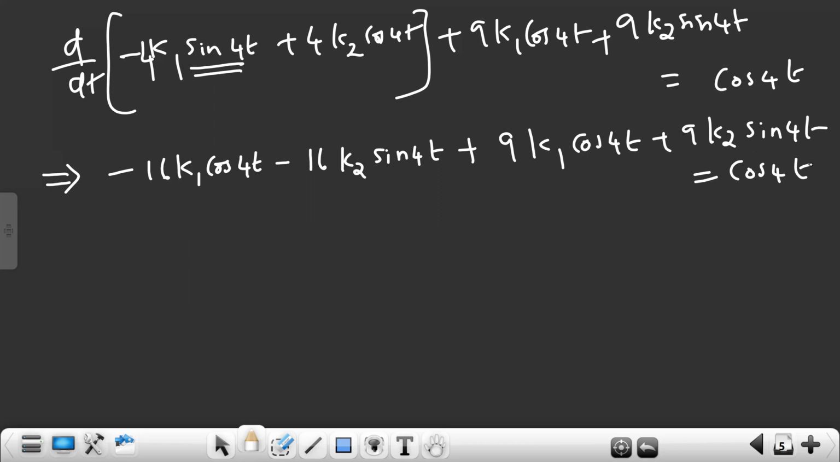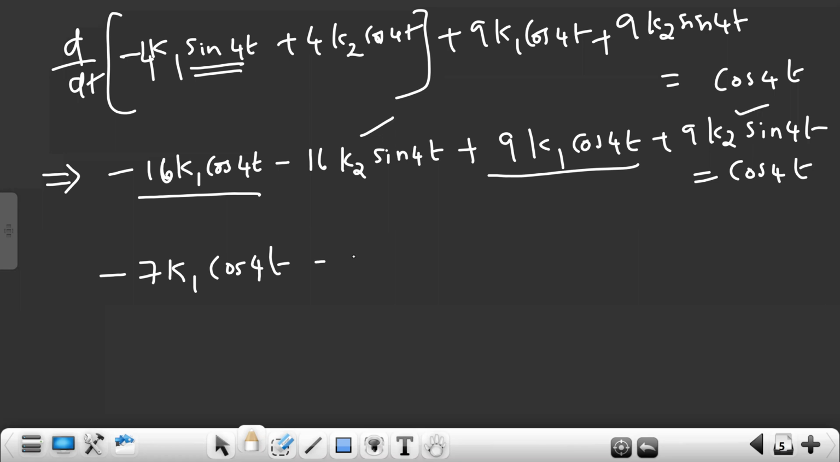Now try to simplify this. What will you get? Combine all the K1 terms: minus 16 K1 cos 4t and 9 K1 cos 4t. What is the answer? Minus 7 K1 cos 4t. Again, minus 16 K2 sin 4t and plus 9 K2 sin 4t, that is minus 7 K2 sin 4t, equal to, in the RHS, cos 4t.